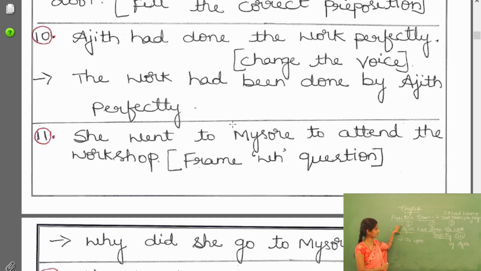So first of all, you observe this. Ajit had done the work. This sentence, it is in the past perfect tense. When the sentence is in the past perfect tense, then you have to use had been plus past participle. Then what here it should be? The work had been done by Ajit perfectly. Okay.